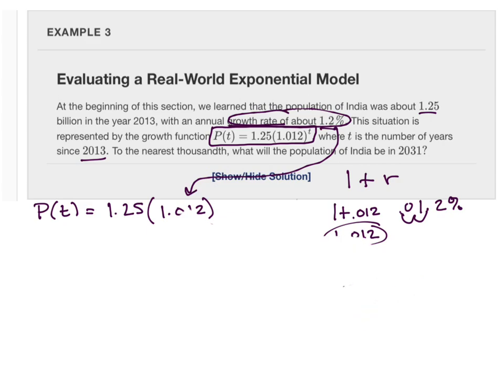T is what here? Time. Number of years since 2013. We are supposed to find the population of India in 2031, which makes T be 18. Number of years since 2013. So on your calculator, get after it. On your calculator, we're plugging in an 18 for T here. 1.25 times 1.012 to the 18th power.